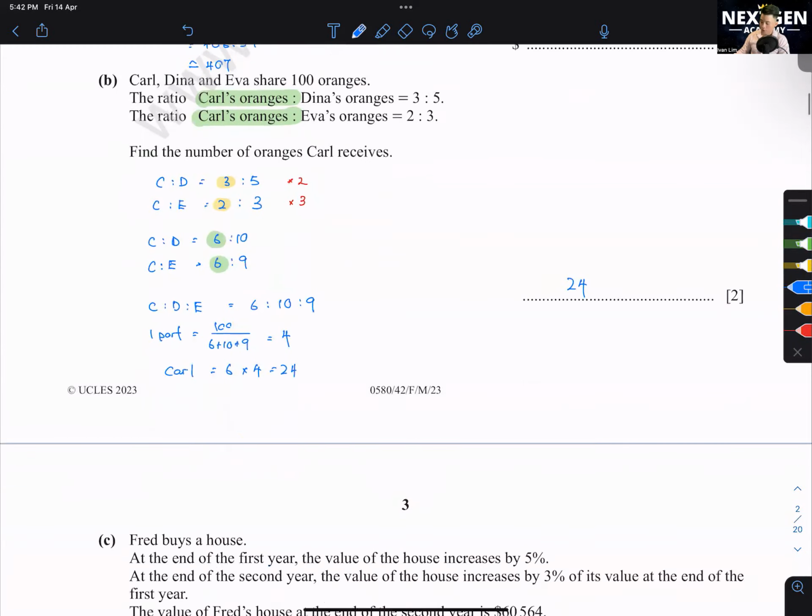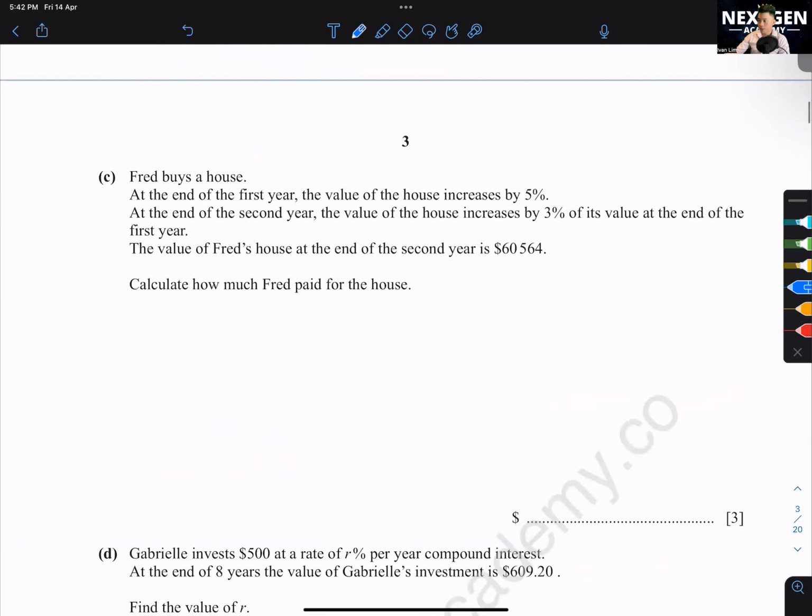Okay, next one. Fred buys a house. Okay, at the end of the first year, the value of the house increased by 5%. Second year, increases by 3% of its value of the end of the first year. Okay, the value at the end of the second year is 60564. Okay, we need to know how to actually calculate this.